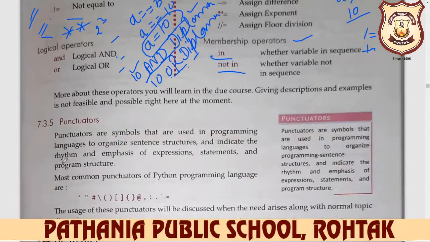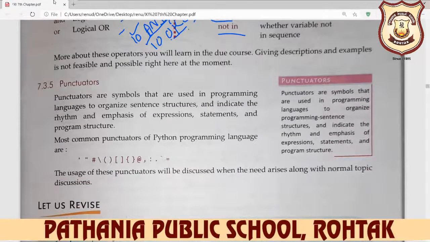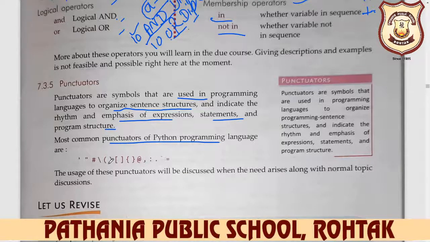Your next token is punctuator. Punctuators are symbols that are used in a programming language to organize sentence structure and indicate the rhythm and emphasis of expression, statement, and program structure. Most common punctuators of the Python programming language are single quote, double quote, hash sign, backslash, parenthesis, bracket, curly braces, at the rate sign, comma, colon, dot, equal; these all are your punctuators.